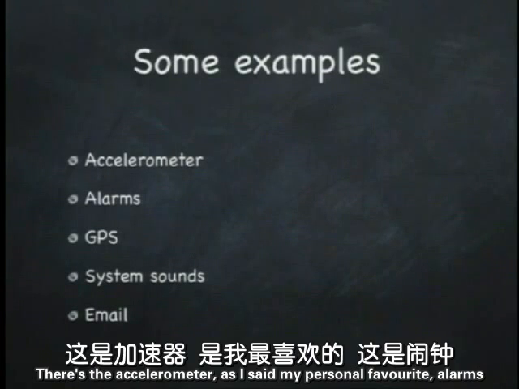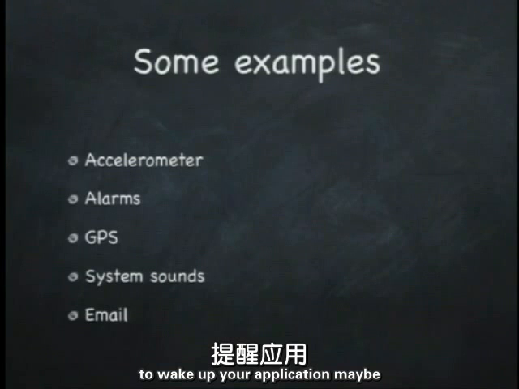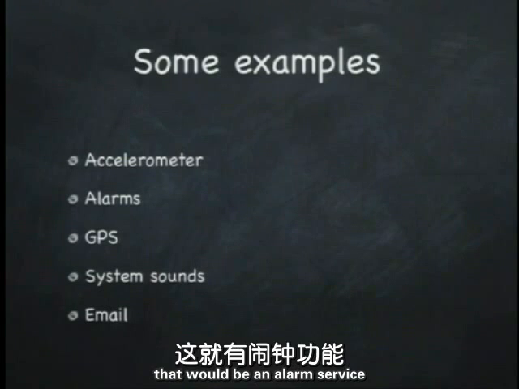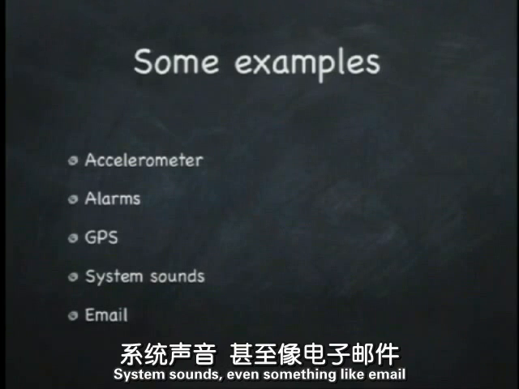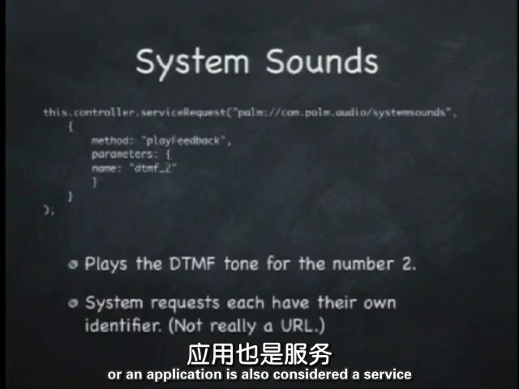There's the accelerometer, as I said, my personal favorite. Alarms, anytime you want an alarm to fire, either to wake up your application, maybe say you want to wake up your application every hour and check something, that'd be an alarm service. GPS is a service. You can get location services. System sounds, even something like email or an application is also considered a service.